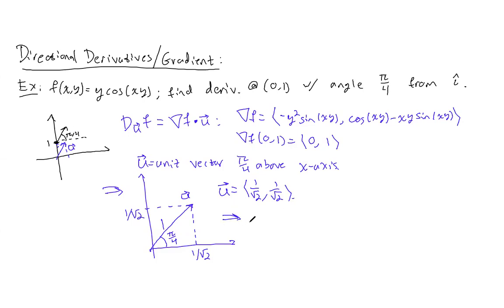So the upshot here is that the derivative in that direction at the point (0, 1) is the gradient, which is (0, 1), dotted with the vector (1 over root 2, 1 over root 2), or in other words, just 1 over root 2. That's about all there is to it.